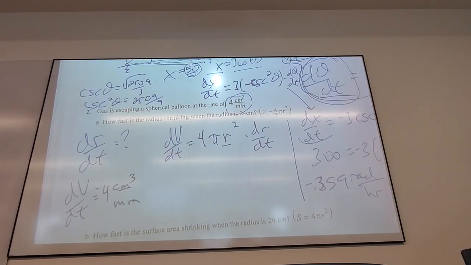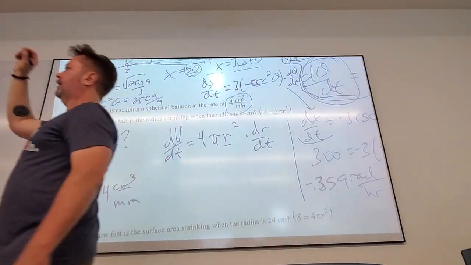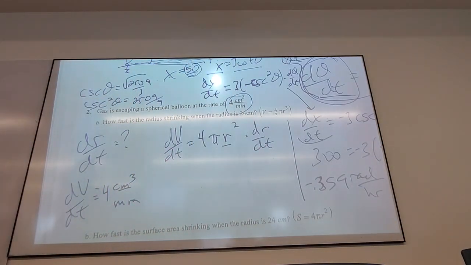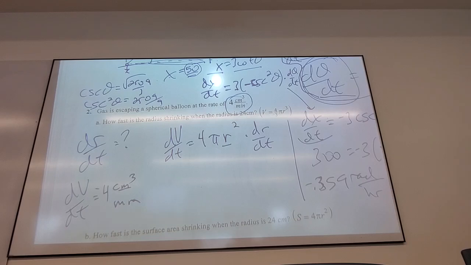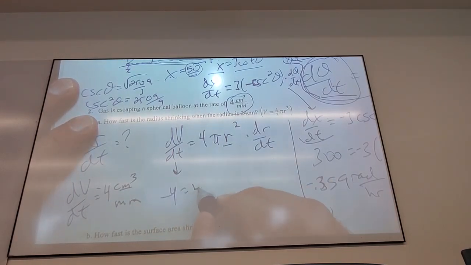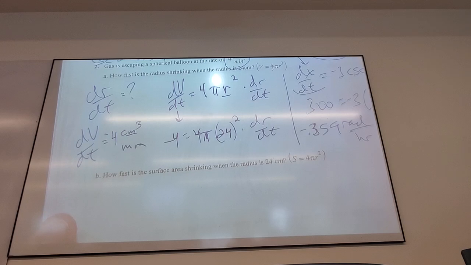Derivative of the inside. Radius is a function of time. If the radius is changing over time, it is a function of time. So what's inside of my cube? A function of time. So I have to do the chain rule. Just like if I had y cubed, it would be 3y squared times y prime, because the inside is a function of x. Do I have everything I need here? What's dV dt? Negative 4. Do I know r? 24. And I don't know dr dt, which is fine, because that's what I'm trying to figure out.